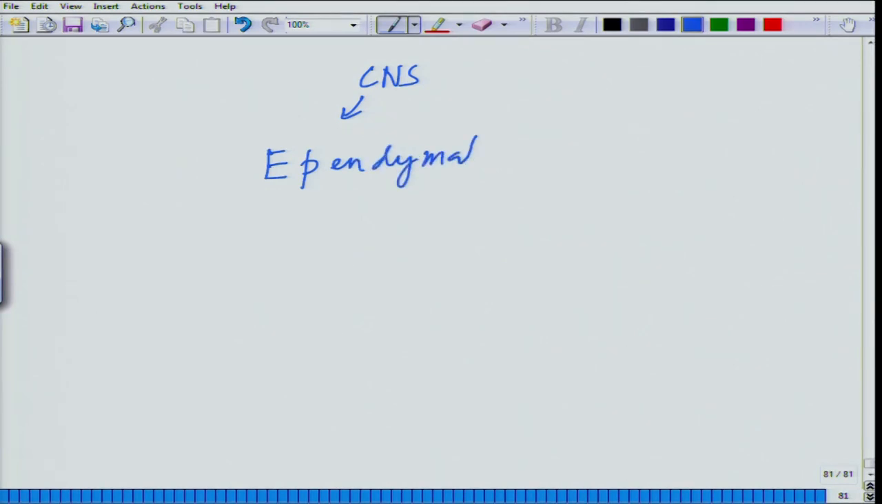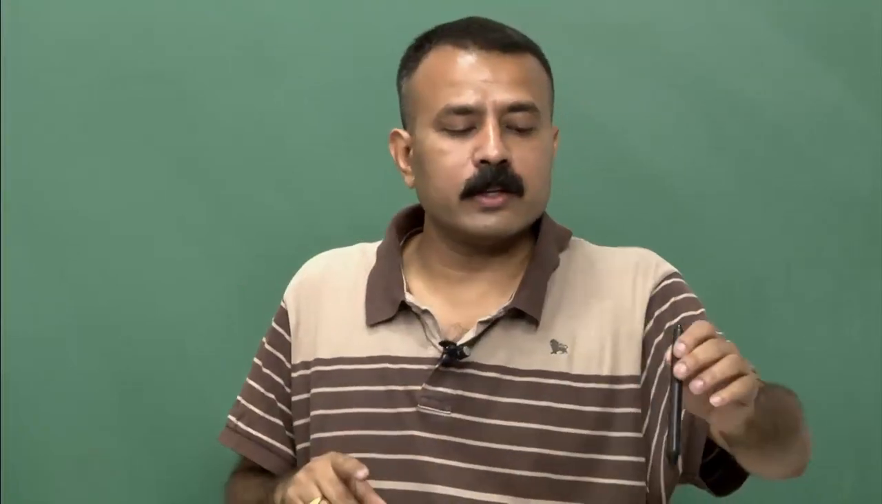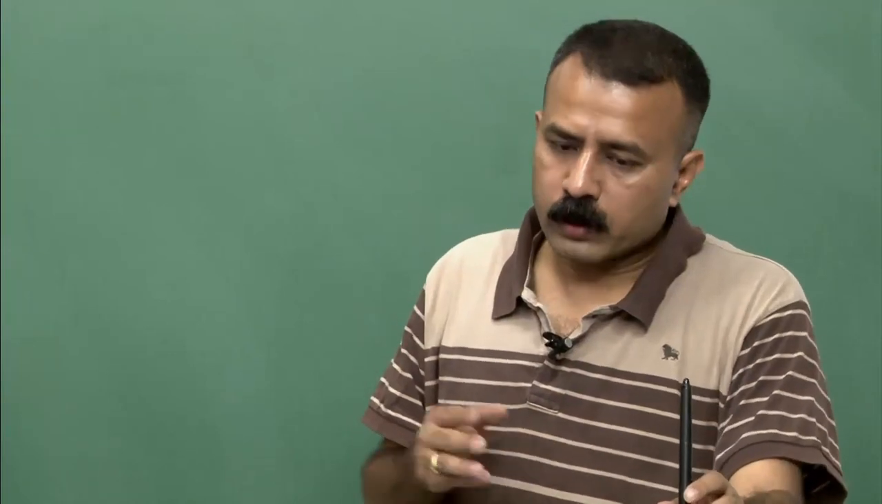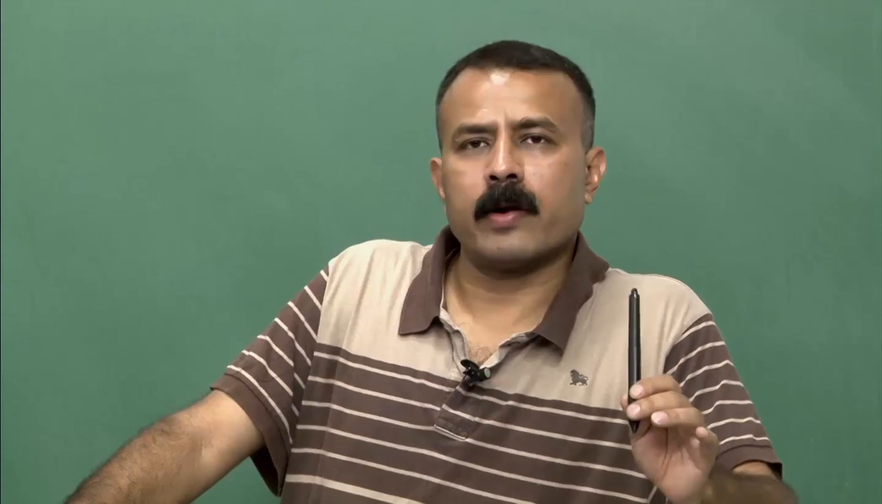Ependymal cells. What are ependymal cells? These are the cells which line. So let me again take a slight detour for your understanding. What is so challenging about the central nervous system? In terms of its drugs, because there is something called a blood brain barrier.